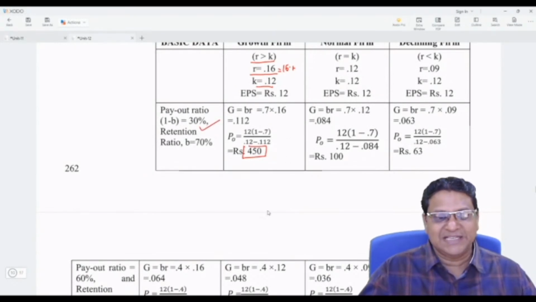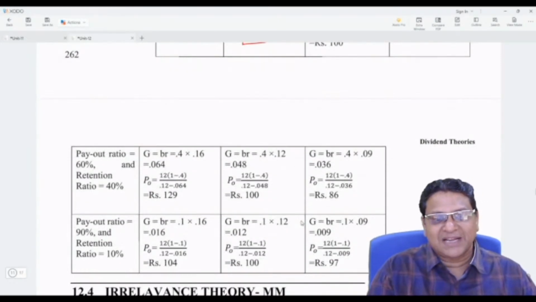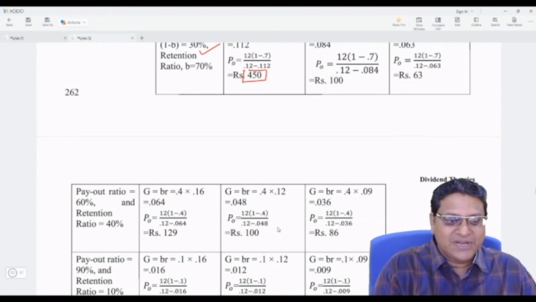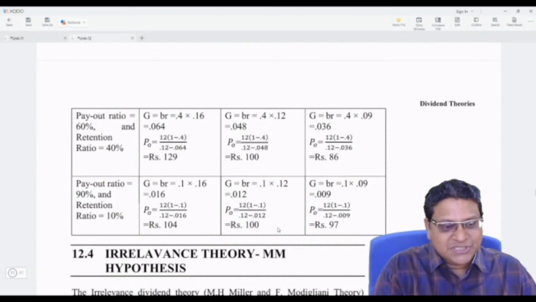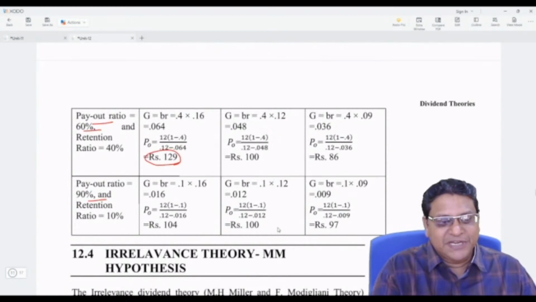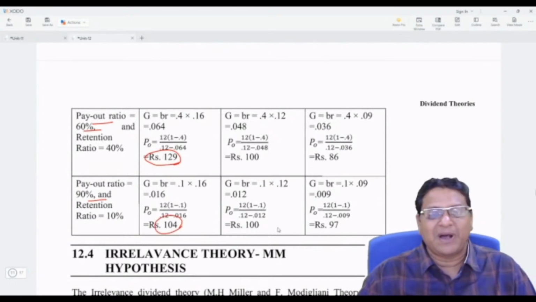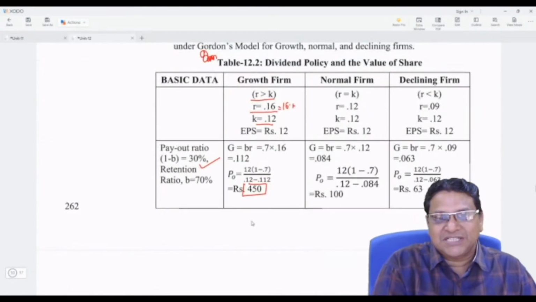Payout ratio increases from 30% to 60%. What happens to the market price? It falls to 129, drastically falls. And if the payout ratio again increases to 90%, the market price again falls. That means in case of a growth firm, the company should pay less and less dividend. Rather, the best payout ratio is 0%.